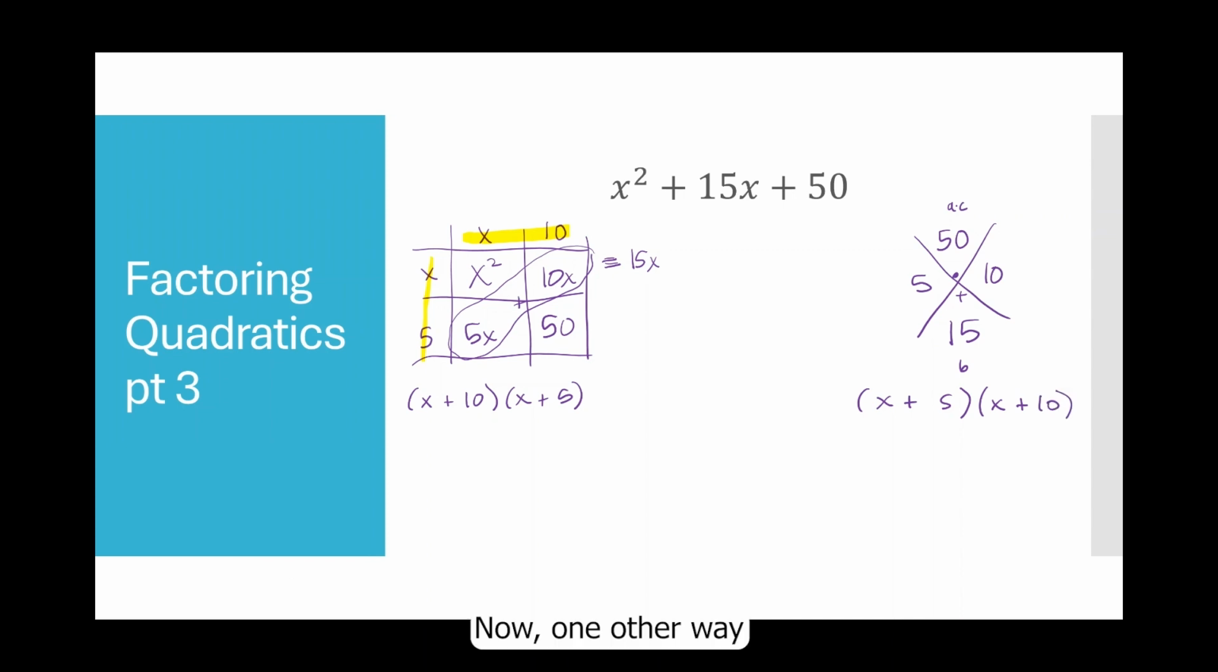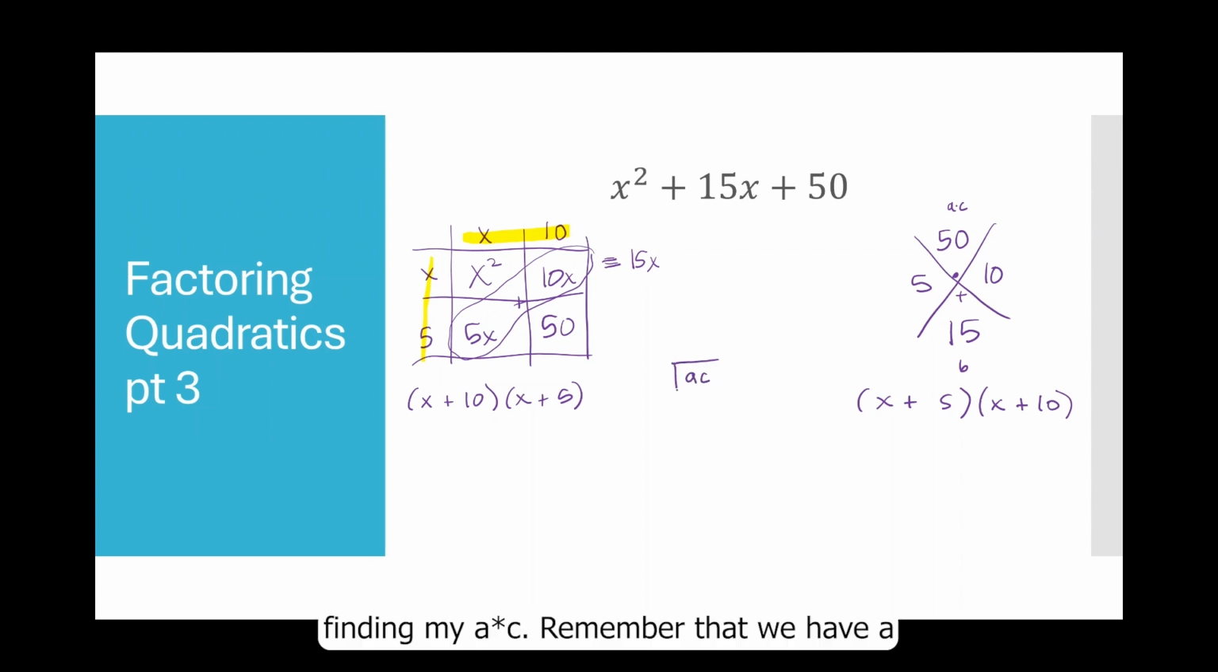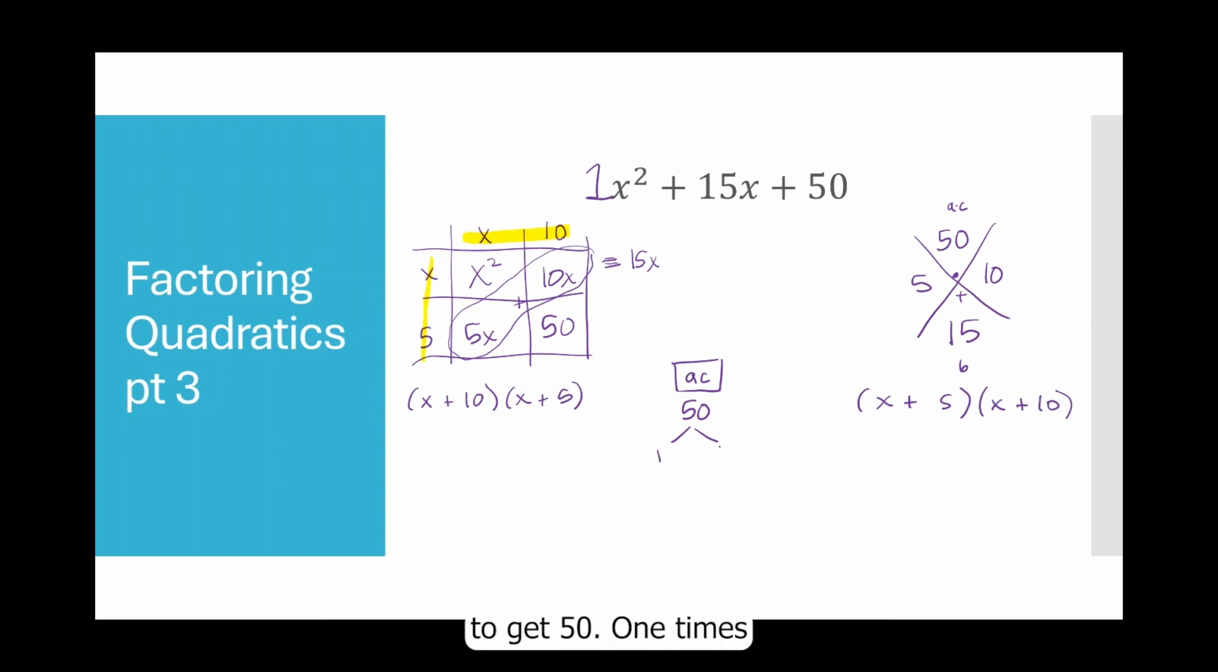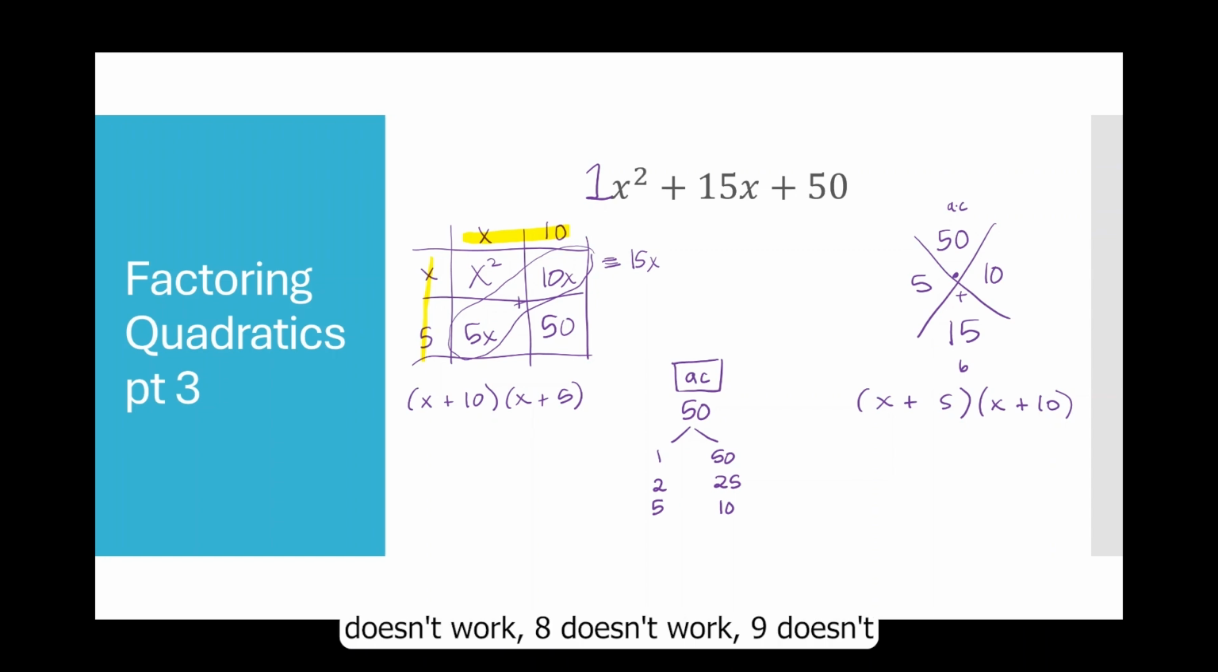Now, one other way that we do this is not quite the diamond. It's still the AC method, but it's just sort of written a different way. So I'm going to start with finding my A times C. Remember that we have a 1 here, so 1 times 50 is 50. And then I'm just going to write out all of the ways I can multiply two numbers to get 50. 1 times 50, 2 times 25, 3 doesn't work, 4 doesn't work, 5 times 10, 6 doesn't work, 7 doesn't work, 8 doesn't work, 9 doesn't work, and then I'm back to 10. So these are all three of my possible ways to multiply to 50.